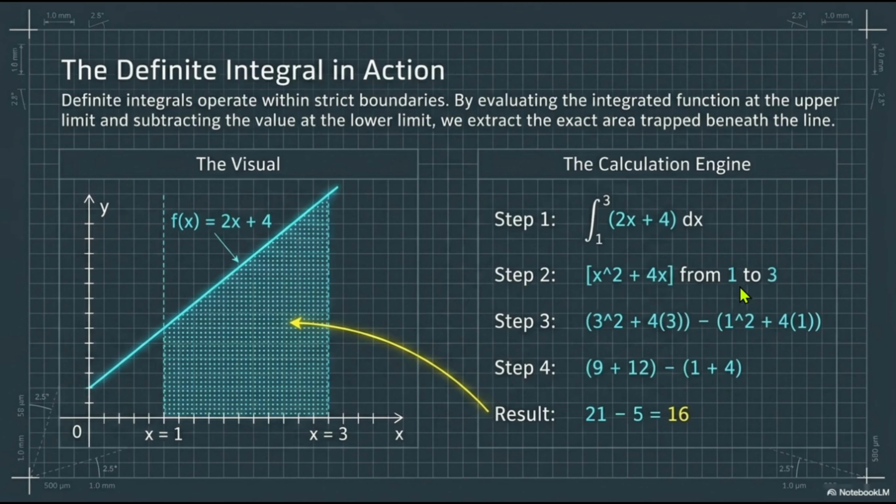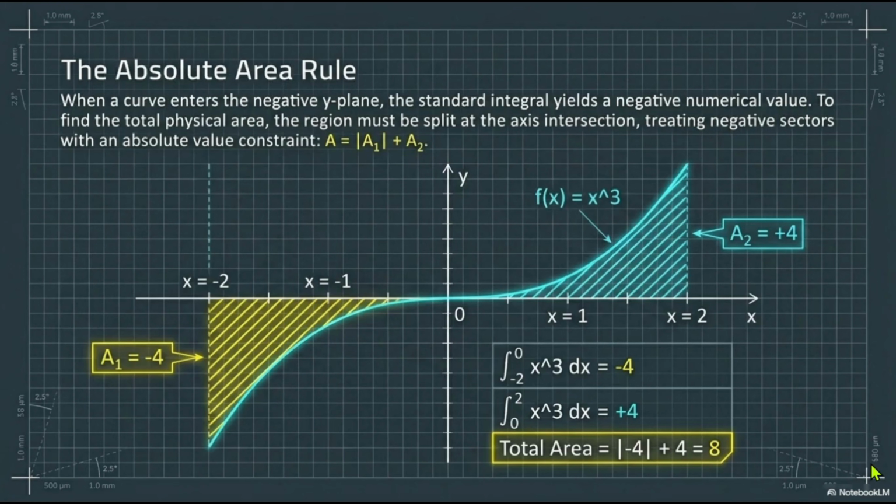to 3. And when you put the value from 1 to 3, first we have to put the value of 3 here. So it's 3 square plus 4 into 3 minus 1 to the power 2 plus 4 into 1. So it will be 9 plus 12 minus 1 plus 4. It will be 16.